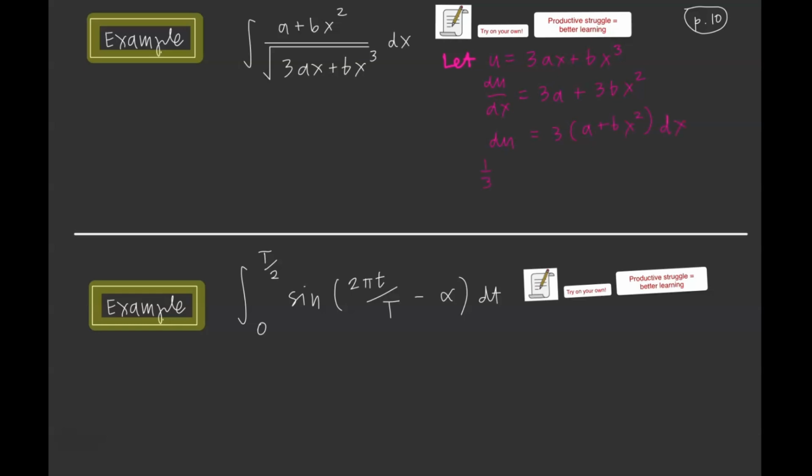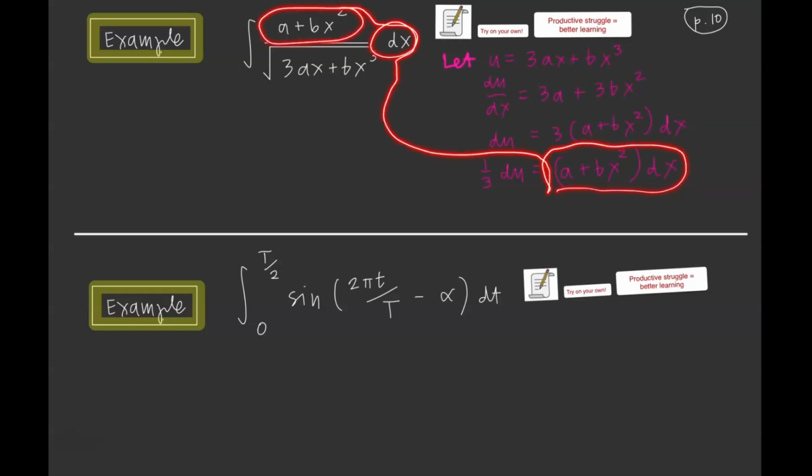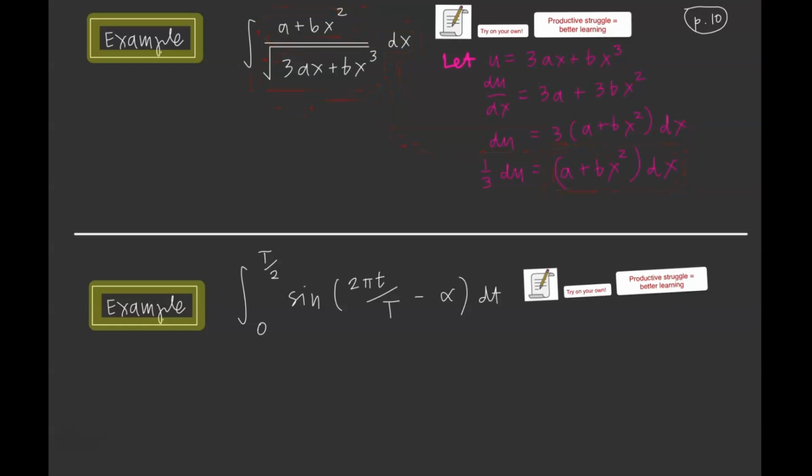And then if I say 1/3 du equals a plus bx squared dx, I have all the pieces that I need. This right here is going to take care of this guy and this guy, and then I'll just have a square root of u in the denominator, and that will end up being an integral that's fairly easy to integrate. So now I'm just going to stick everything in with u's. So I have in the denominator square root of u, and then I have a 1/3 du. That's pretty easy to integrate. It's like a u to the negative 1/2, so I'll add a power and multiply it by 2.